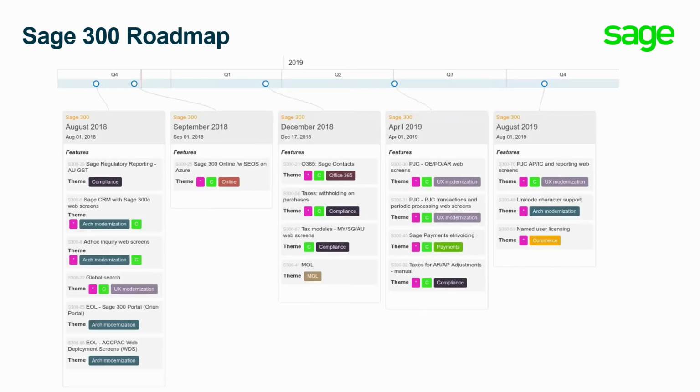And that brings us to the Sage 300 roadmap for the release that just went out, and then also the next 12 months. So we'll go through and talk about the different features coming through here.